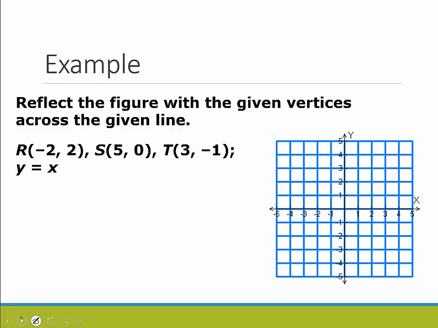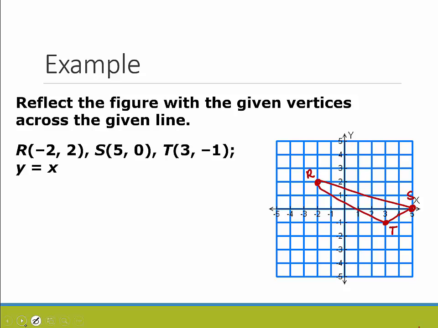So reflect the figure with the given vertices across the given line. So let's start with plotting what they give us. R is at (-2, 2). S is at (5, 0). And T is at (3, -1). So if we were to connect these, we get this very obtuse triangle here.